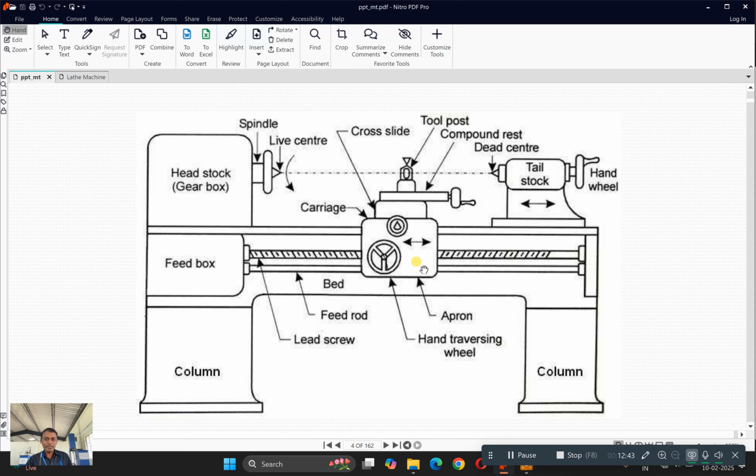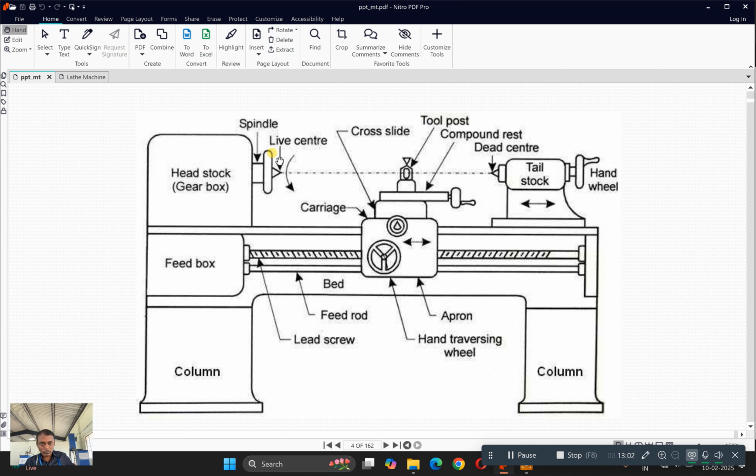So previously we have seen something called a split nut here. Whenever the split nut is engaged, what will happen? Your feed rod will be able to move the carriage automatically with the help of this lead screw. There is a lead screw here. Okay, with the help of this lead screw and this feed rod, your carriage will be moving automatically.